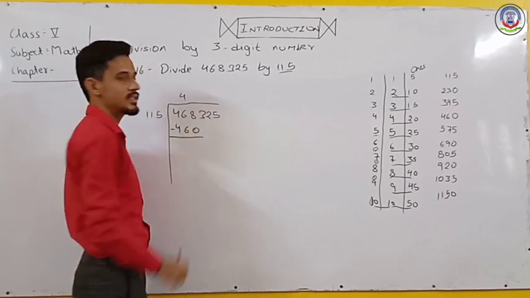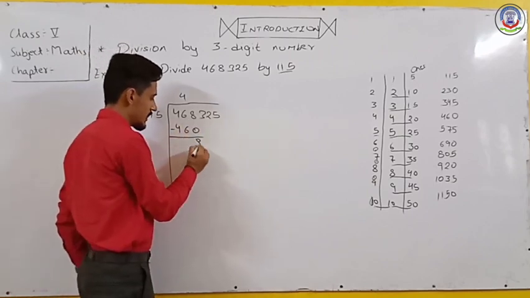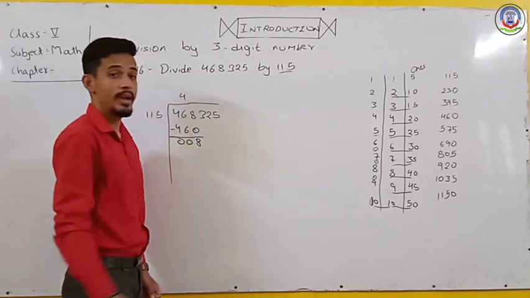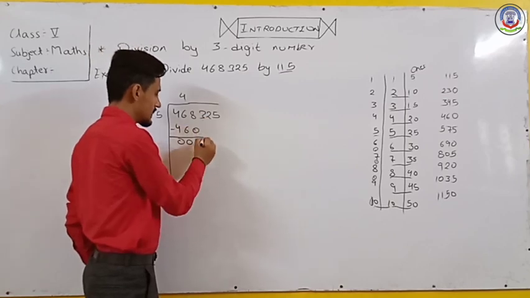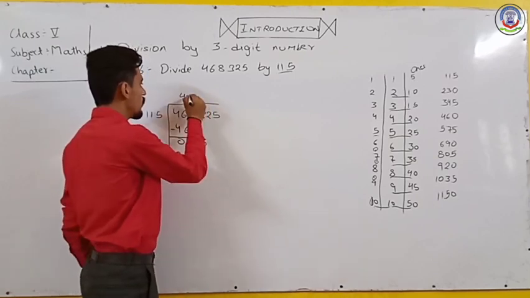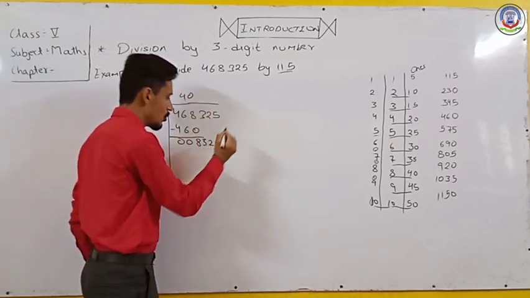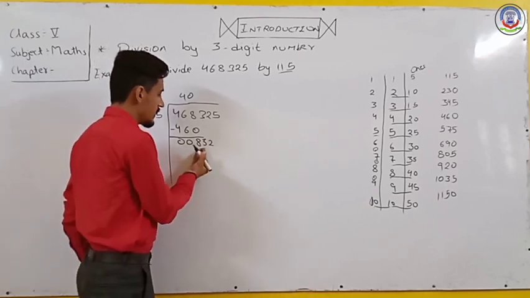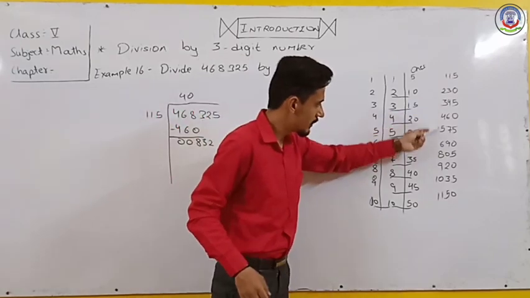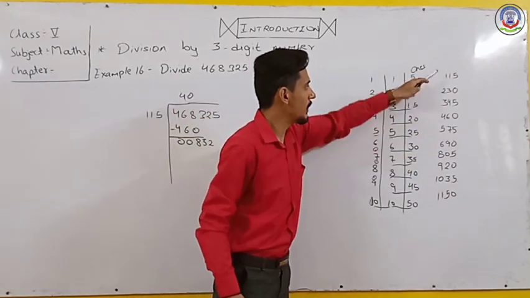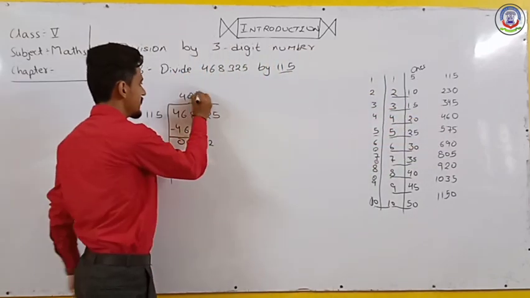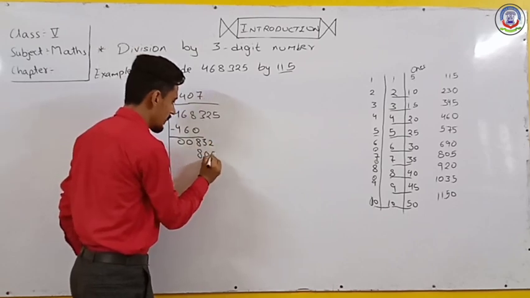Now we subtract this by this. So 8 subtract 0 is 8, 6 subtract 6 is 0, 4 subtract 4 is 0. Now we take 3 here. So it is a 2-digit number, so we put 0 here. So 2 comes down. Next number is 832. So let's check 832 here. Here it is 805. How many times? 1, 2, 3, 4, 5, 6, 7 times. So we write 7 here and 805 here.